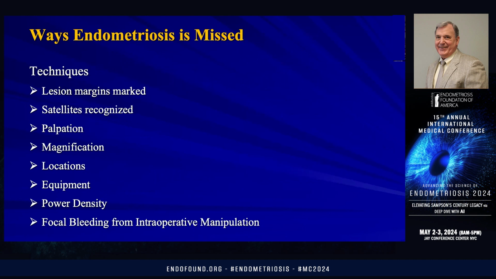Techniques are wrong. I still see videos of somebody taking a coagulation, a vaporization unit and starting in the middle of the lesion and vaporizing it from the middle out. We did that in 1982 and realized by 83, this is the wrong approach. If you don't start on the outside and work in, you've got to mark the lesions from the outside and work in. Otherwise, you distort the outside so much you can't find it.